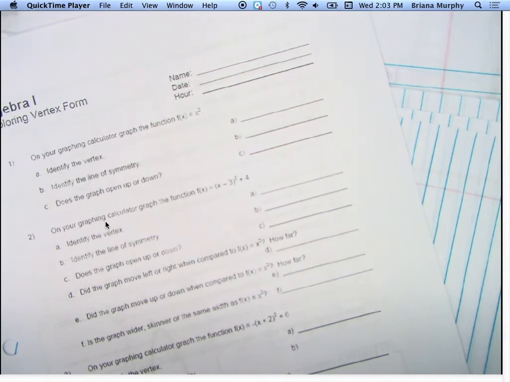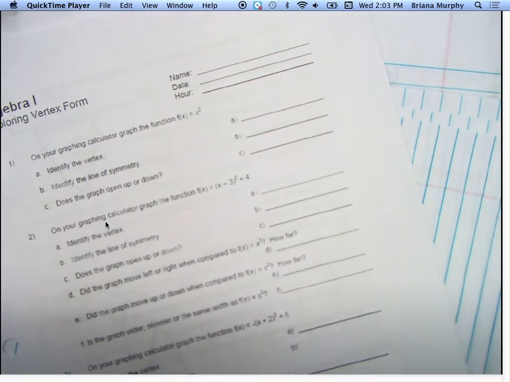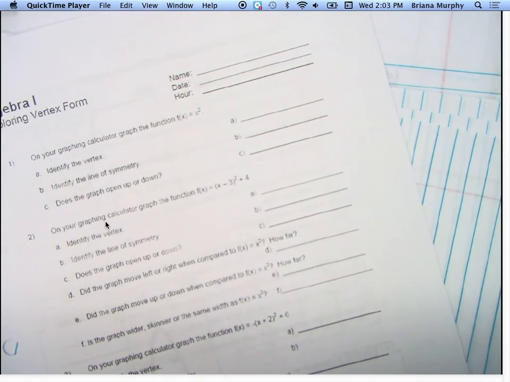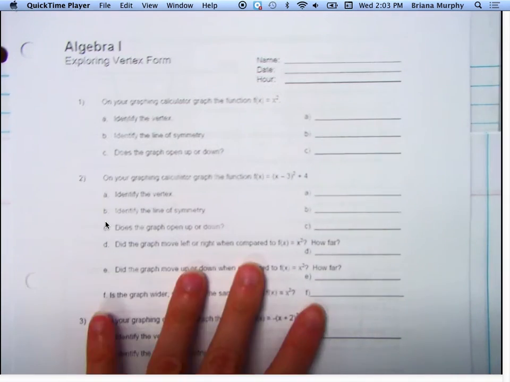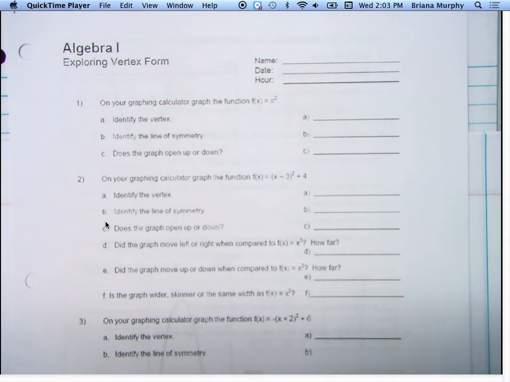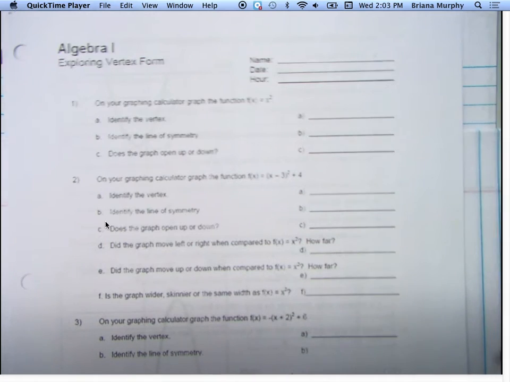Form, exploring vertex forms. You should have that packet in front of you, the one that does not say homework. Okay, so we're going to start with, on your graphing calculator, we're going to graph this function.